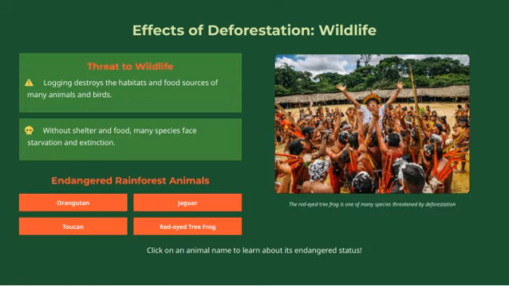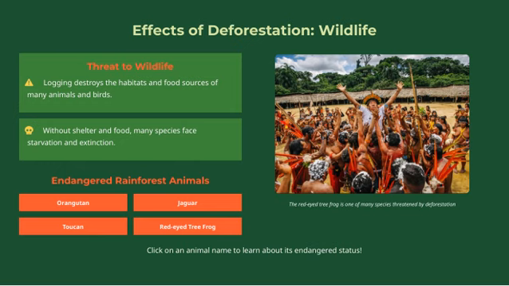Let's talk about how deforestation impacts wildlife. When logging occurs, it doesn't just cut down trees. It destroys the habitats and food sources that many animals and birds rely on to survive. Without a safe place to live or enough food to eat, numerous species face the harsh realities of starvation and ultimately extinction.